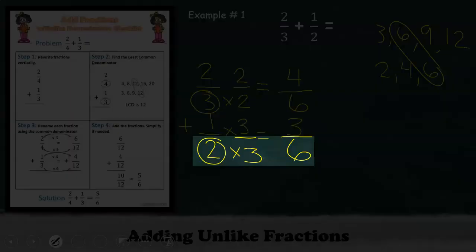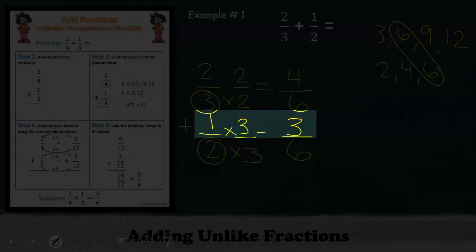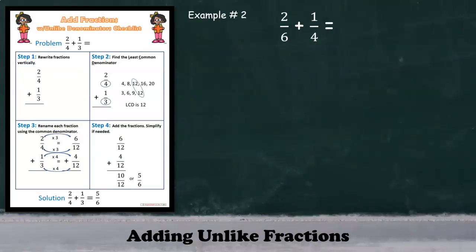Since 2 times 3 equals 6, then 3 has to be multiplied to the numerator, giving us 1 times 3, 3 being the numerator of the equivalent fraction, 3/6. Now that the fractions share the same denominator, we are ready to move on to step 4, which is to add the fractions, giving us a sum of 7/6, an improper fraction that can be converted into a mixed number of 1 and 1/6.